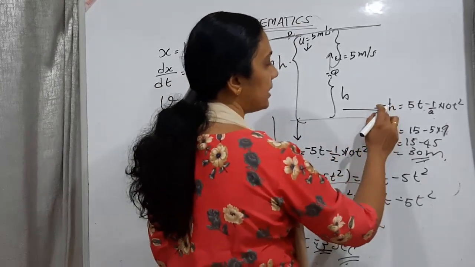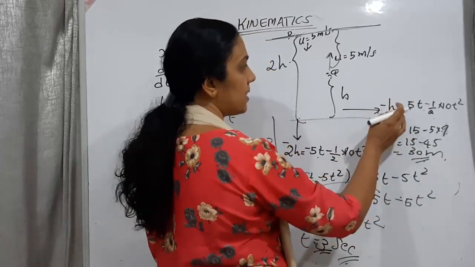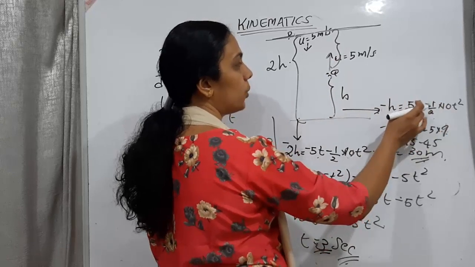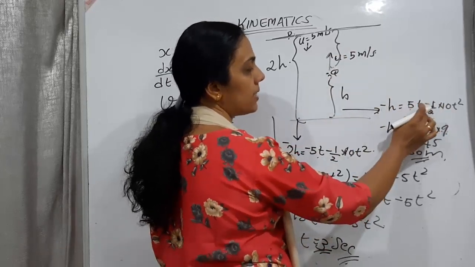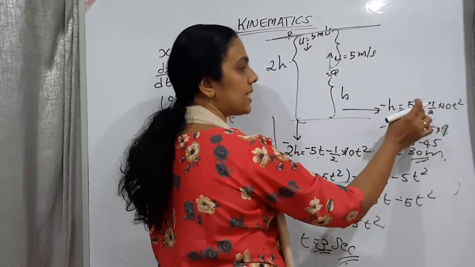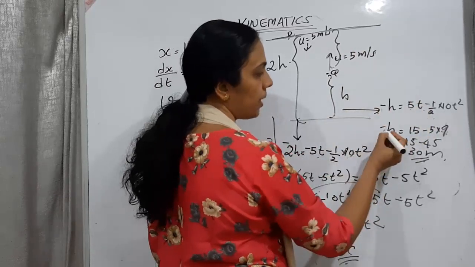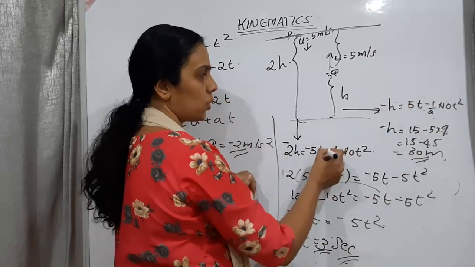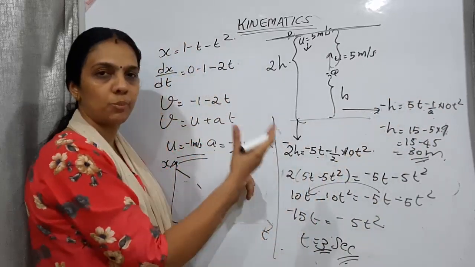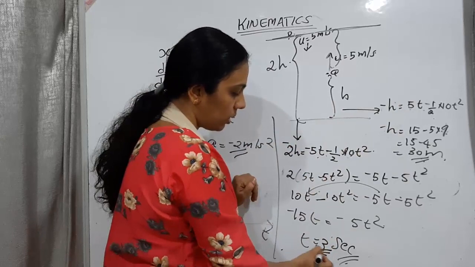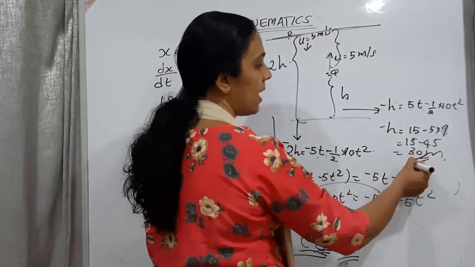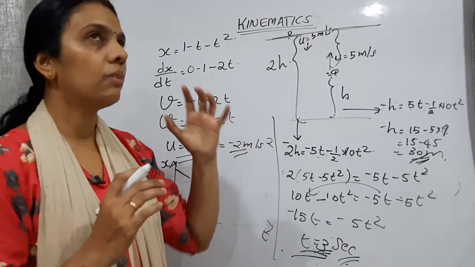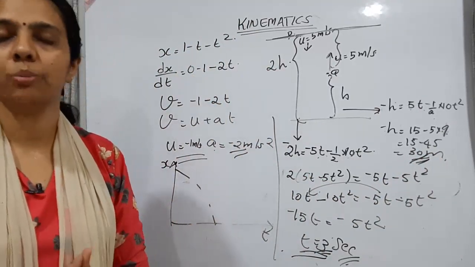And next is acceleration. S is H, negative. Acceleration downward is negative. We are throwing it in the upward direction, therefore it is positive. So velocity is acting in the upward direction, minus h. While solving these two equations for the displacement, we got t equals 3 seconds and h equals 30 meters. The signs which we are using, you should be careful about.